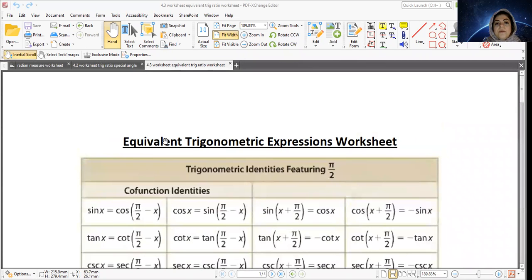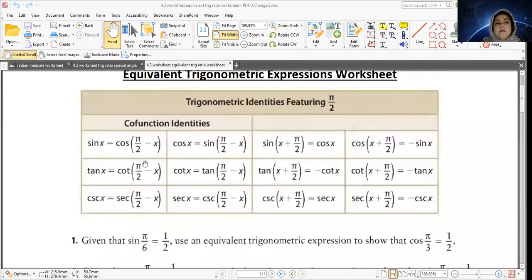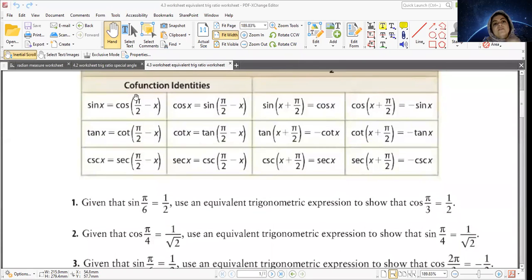So this is the 4.3, the worksheet 4.3. For the transformation, when the transformation is by 90 degrees, cosine turns to sine, cotangent turns to tangent, secant turns to cosecant, sine again turns to cosine, cosine turns to sine. But we need to figure out if this is positive or negative, right?